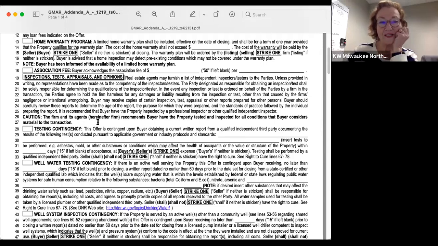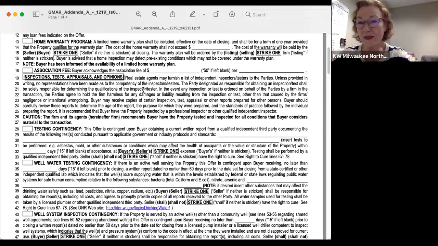The firm and its agents recommend buyers have the property tested and inspected for all conditions that buyer considers material to the transaction. Those caution lines are in bold print for a reason. Please stress it when you're talking to your buyer about this. So under this guideline, real estate agents may furnish a list of independent inspectors. Don't just give them the name of one inspector or one tester. Give yourself options so you're not blamed for the results.